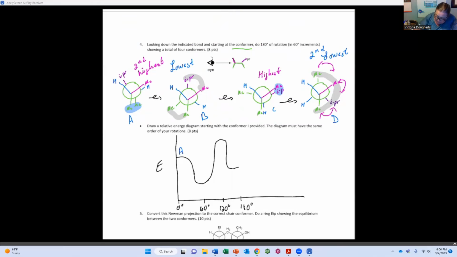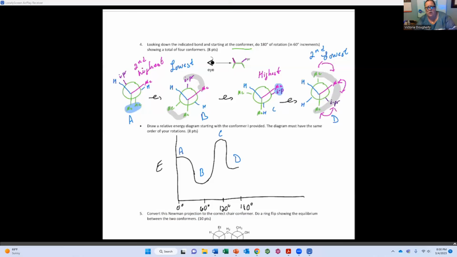This is why I always say to number after you draw your diagram. When I say number, I mean this axis. By the way, labeling your axis is going to be worth 2 points. Now, again, you can spin the front, or you can spin the back counterclockwise.